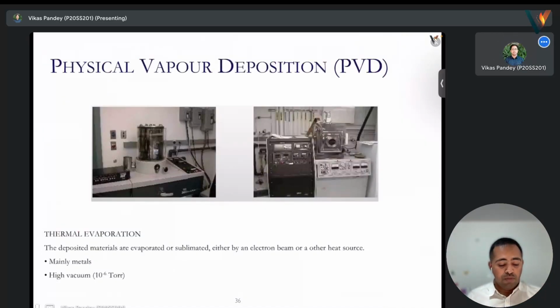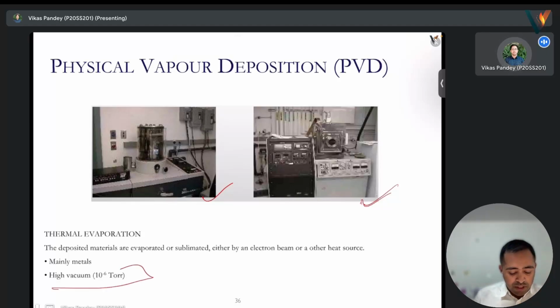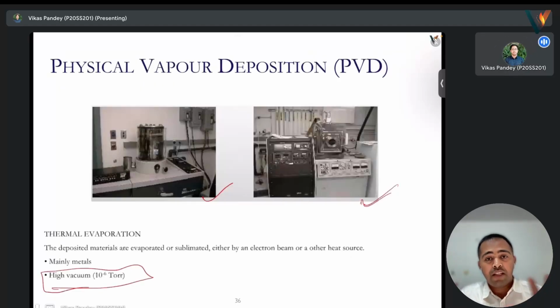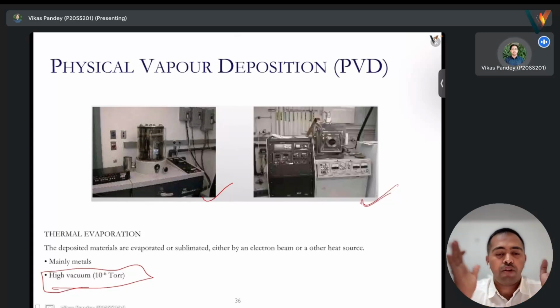Okay, so let's see some examples of this PVD. These are thermal evaporation instruments. I will show the one that we use in our lab also. It is mainly used for metals and a very high vacuum is needed. Why is a very high vacuum needed? There is contamination, which will be removed.